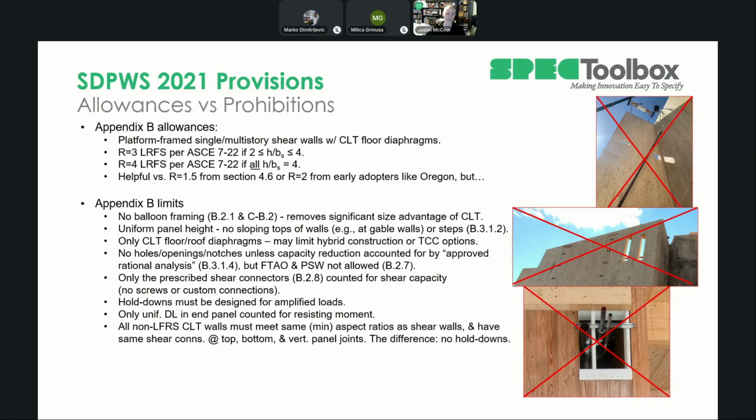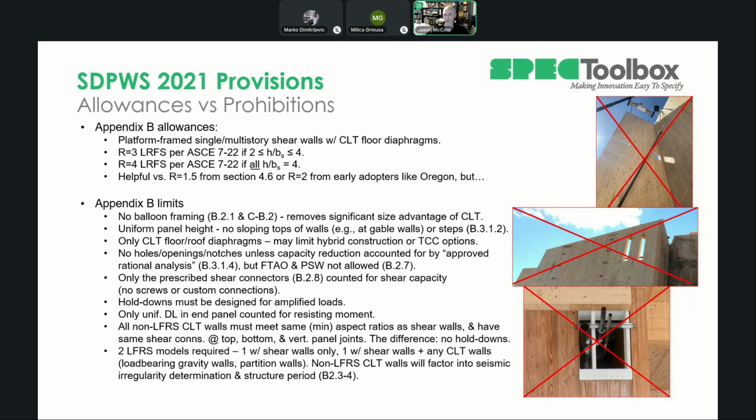And lastly, all of your gravity CLT walls have to meet the same minimum aspect ratios. No max aspect ratio, but they have to meet that minimum as the CLT shear walls. And you have to have all the same shear connections on the top and bottom of the walls, on the vertical joints. You have all the same number of vertical joints, every few feet. The only difference is no hold downs. So that's going to really impact all of your other walls in the building if they're CLT.